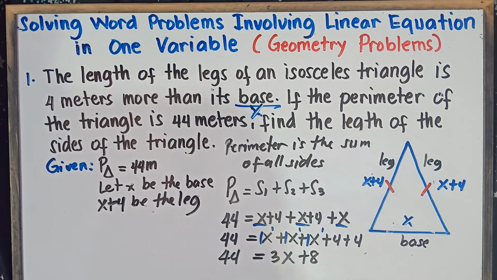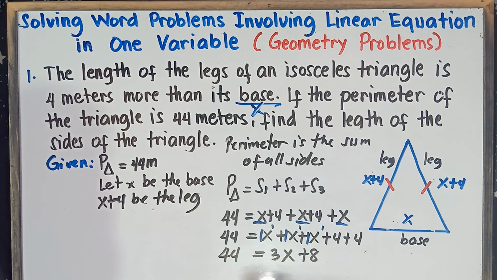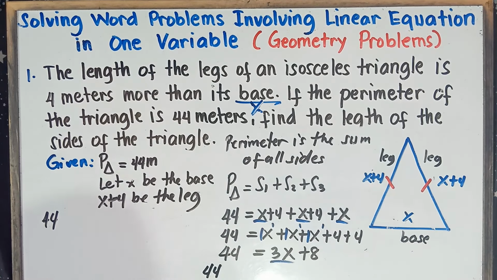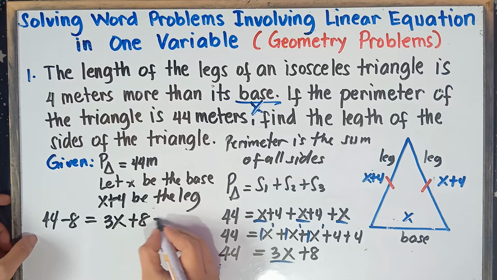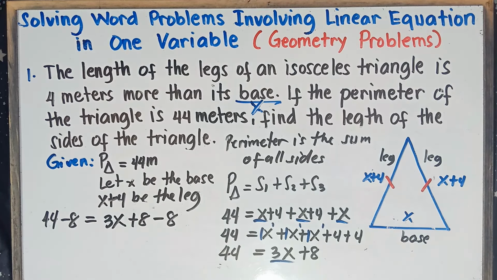Now, to get the value of x, we can subtract both sides by 8 so that you can cancel this out, and the remaining expression will be only 3x. We don't have enough space, so let me just write it here. This will be 44 minus 8 equals 3x plus 8 minus 8. Now, you'll be asking, sir, why do we need to subtract both sides by 8? So that you can cancel this out, and the remaining expression will be only 3x.